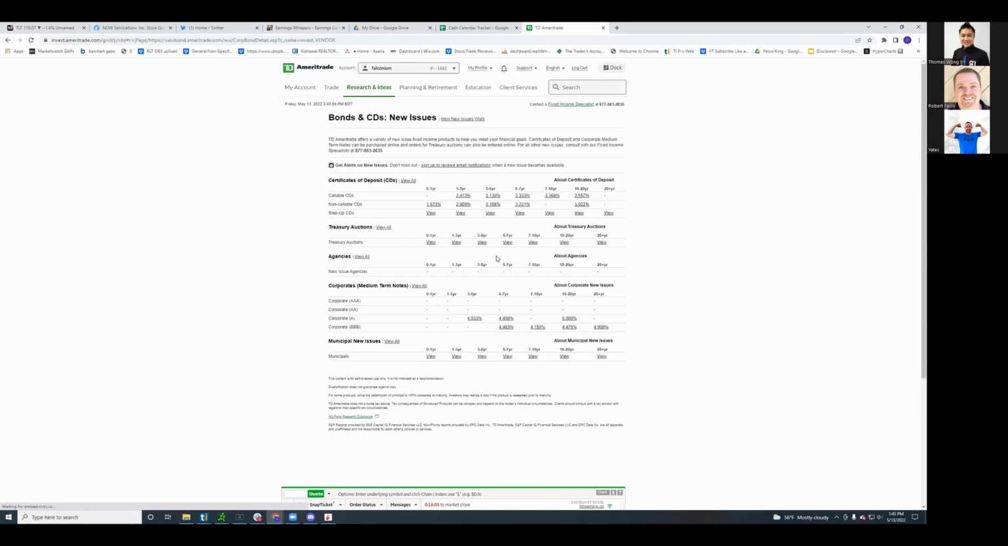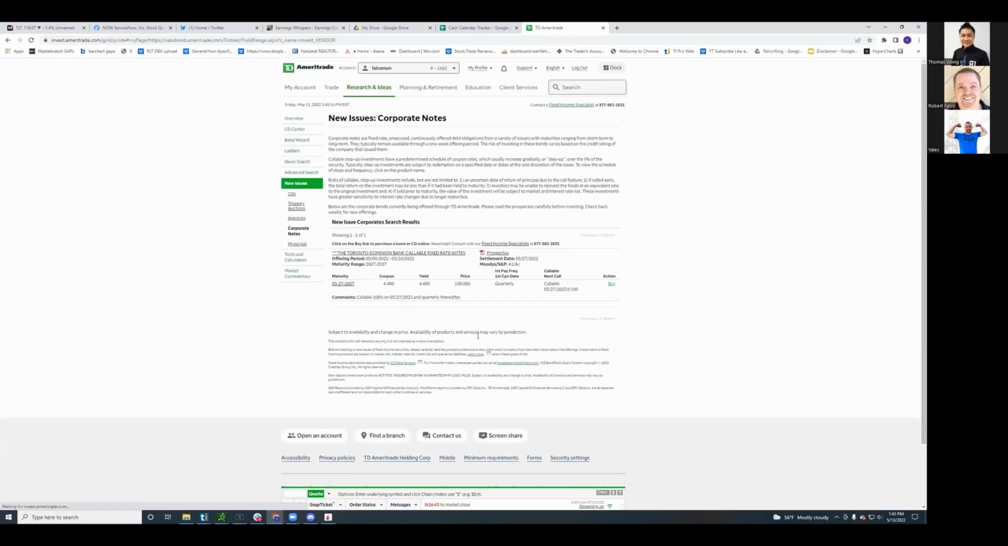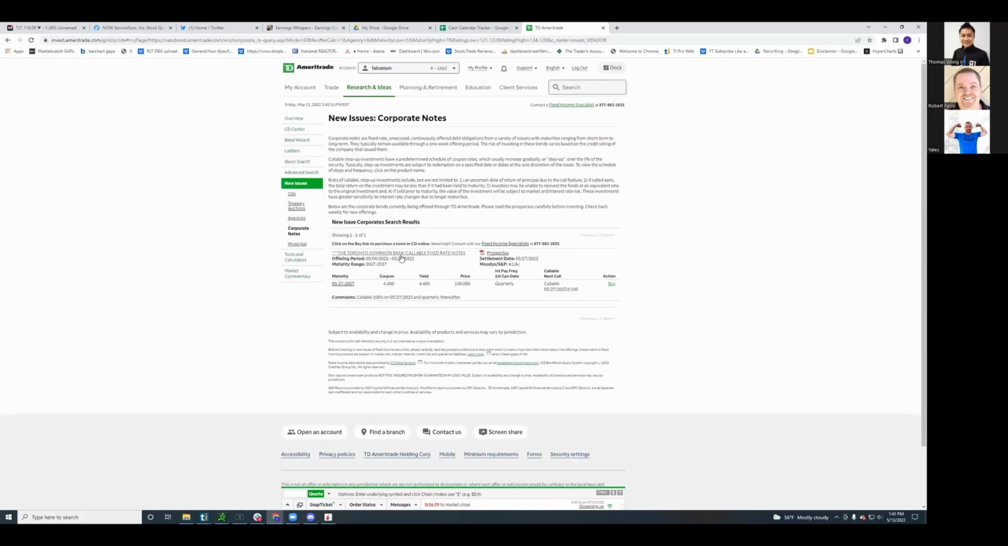Let's see if there are any new issues actually. That might be easier. Half the time clicking on these doesn't work. There we go. Toronto Dominion Bank. Okay, Canadian bank. So this is telling you who the issuer is. Maturity is May 27th, 2027. The coupon rate's 4.4, yields 4.4, and the price, obviously, since it hasn't been issued yet, it looks like the offering period is up until May 24th.